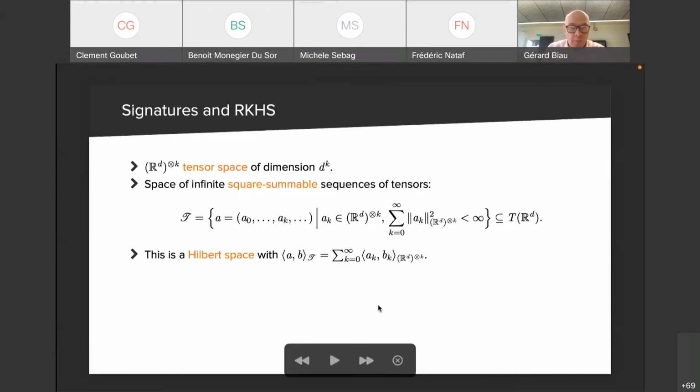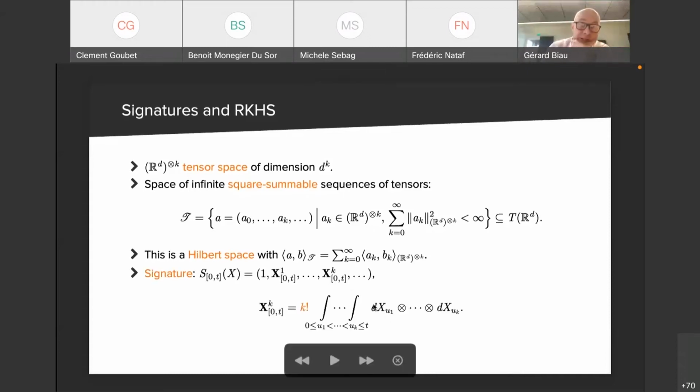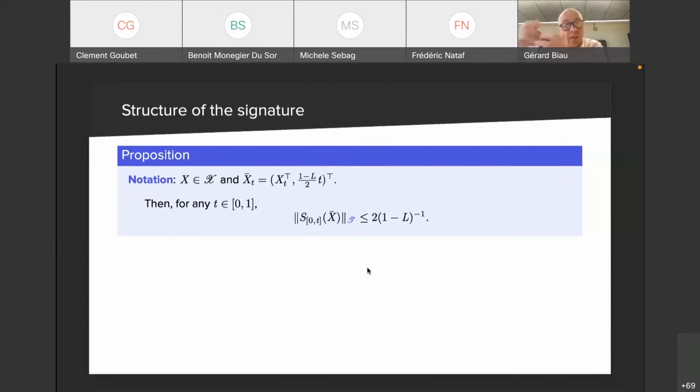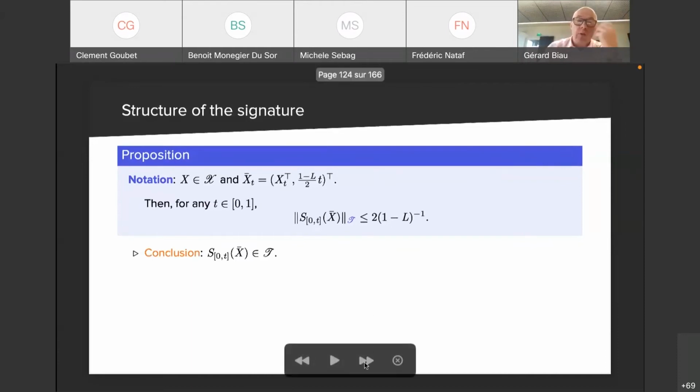And actually, you can prove that it's a Hilbert space with a very natural scalar product, which is the infinite sum of the scalar products for the real numbers plus the scalar products for the matrices, etc. Very easily. And the key element is that we can prove that the signature lives in this Hilbert space, provided we slightly renormalize it with a k factorial, which is nothing. So that's my proposition there. If you take the augmented process, now I'm coming back to the beginning of my talk, then we can prove that the norm of the signature in this subspace of square summable sequences is bounded. So it means that the signature of my process is living in this Hilbert space.